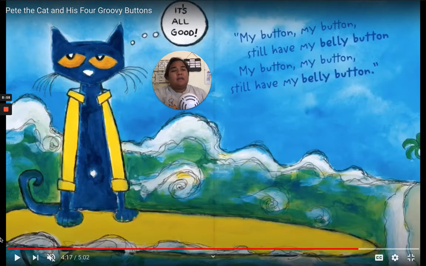My button, still have my belly button. My button, still have my belly button.